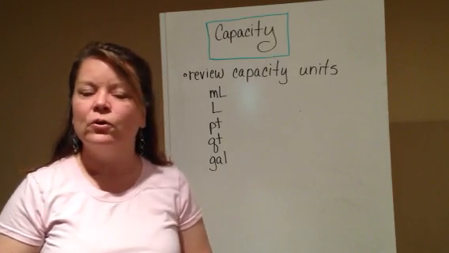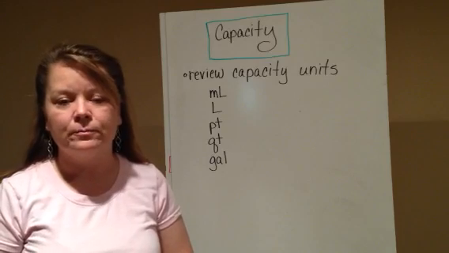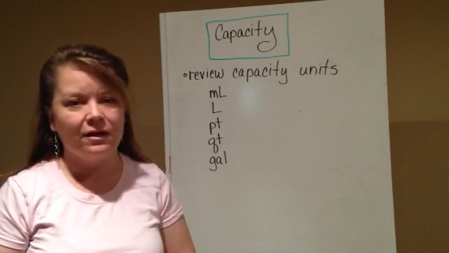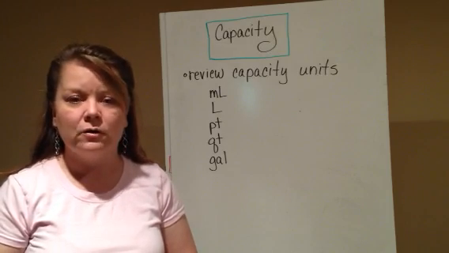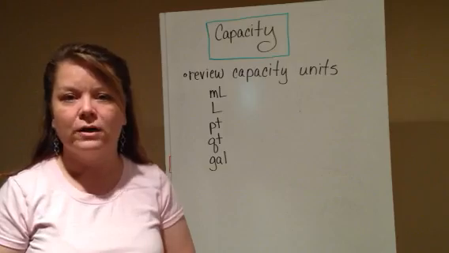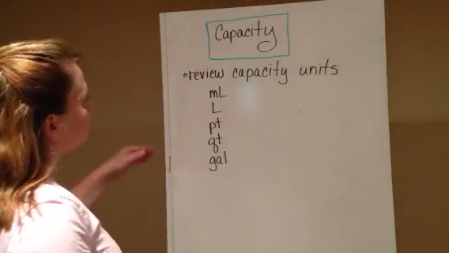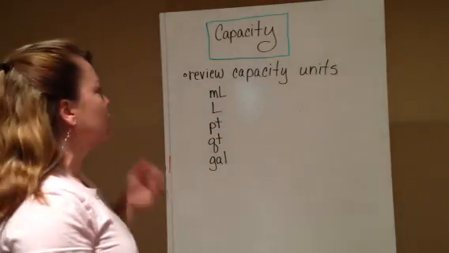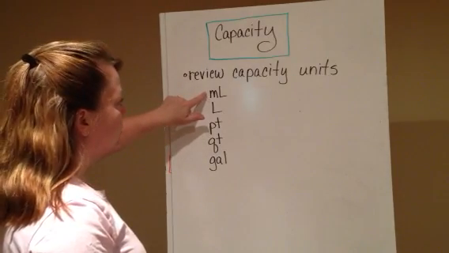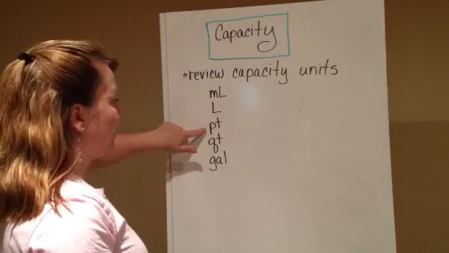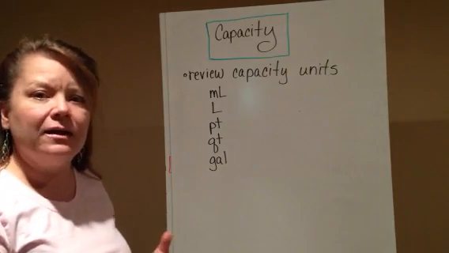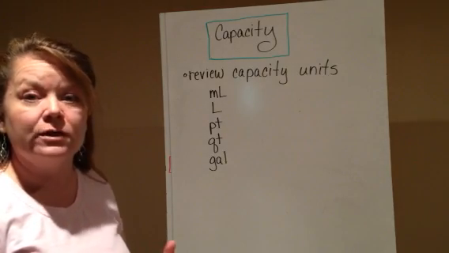So I want to focus on the units that are involved in capacity for this particular lesson because it's supposed to be a review. It should not be anything that's new to you, but you are going to be doing some conversions, so you need to know how to go from one unit to another. So let's review. When we're talking about capacity in particular, we're most of the time going to be using these units. So we're going to use milliliters, liters, pint, quart, and gallon. Those are the 5 main units that we are going to use when we are referring to capacity.